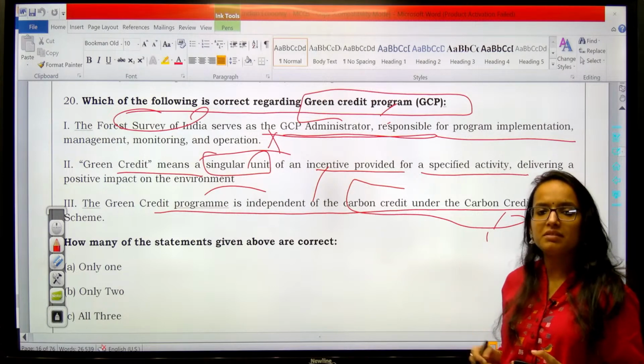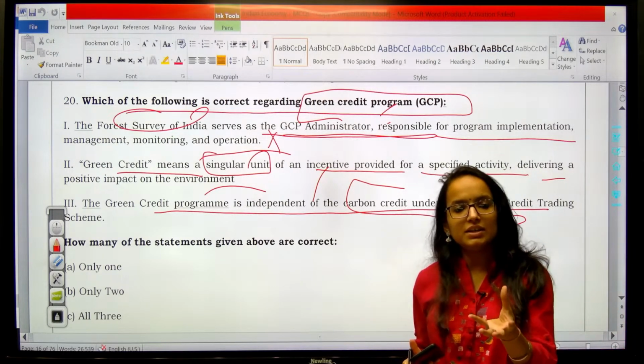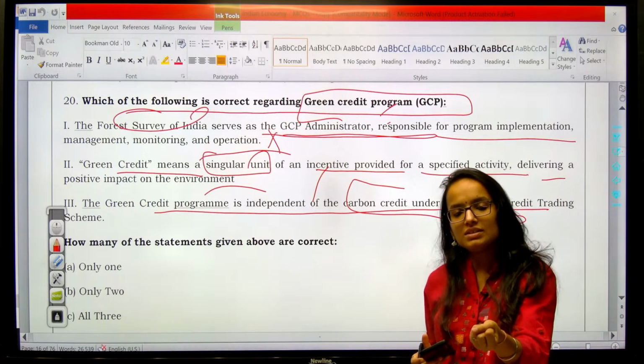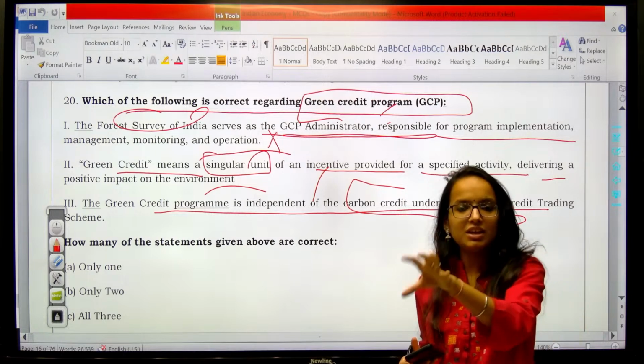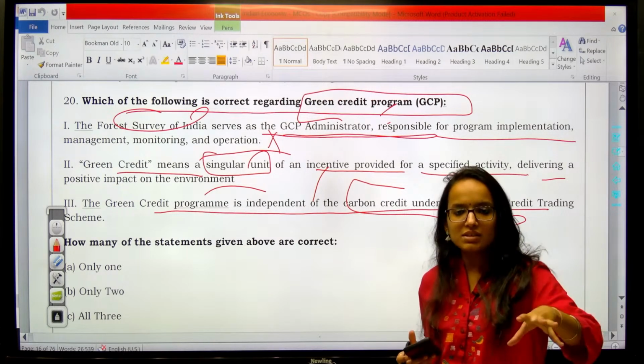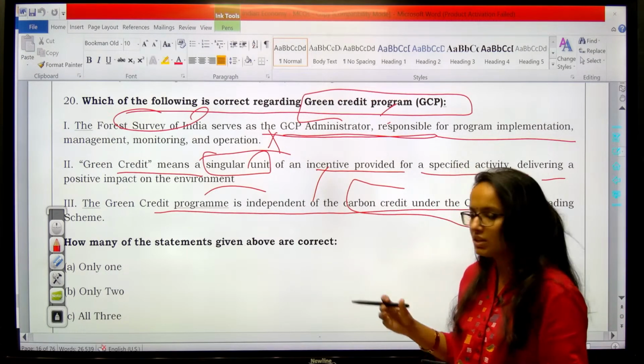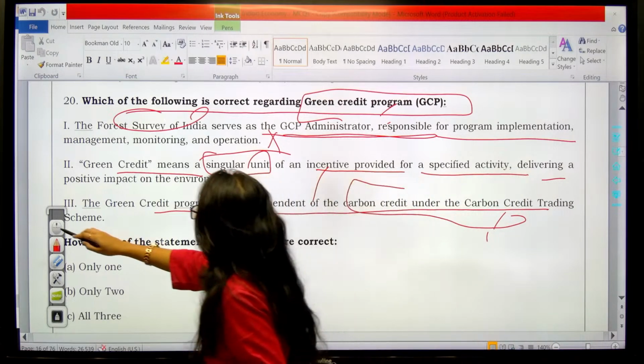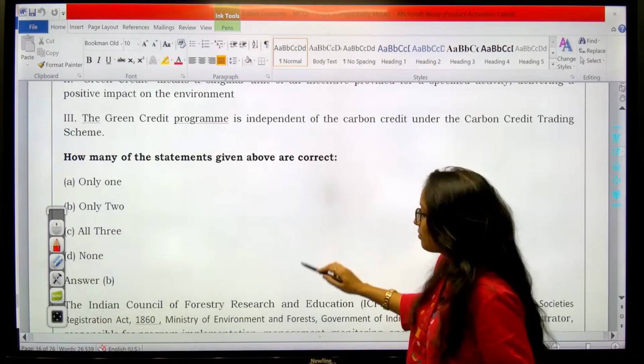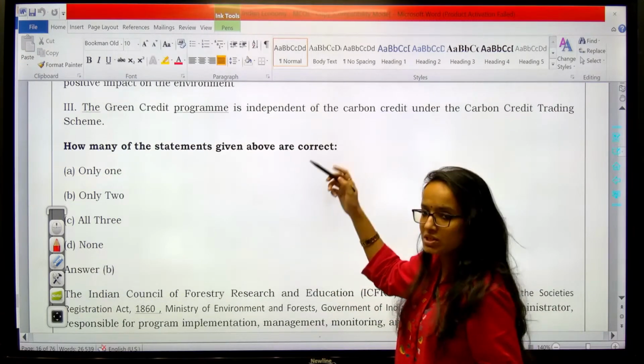Clear? What is green credit? Like, you have credits, you have permits. So these are to incentivize sustainable development, production with consideration to the environment, right? So these are like your credits or permits. Now, how many of them are correct? B, only 2, because first one is incorrect.